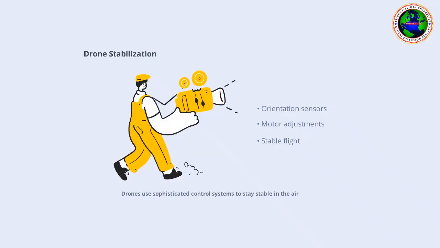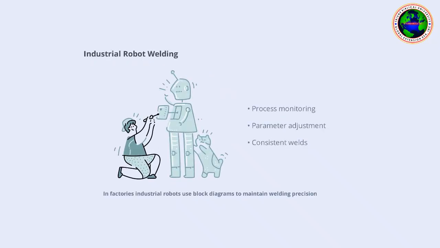Drones use sophisticated control systems to stay stable in the air. Sensors measure orientation and speed, controllers process this data, and actuators adjust the motors. The closed-loop feedback ensures the drone can hover, fly smoothly, and respond to wind or sudden movements. In factories, industrial robots use block diagrams to maintain welding precision. Sensors monitor the welding process, controllers adjust parameters, and actuators move the welding arm. The feedback loop ensures high-quality, consistent welds even as conditions change.